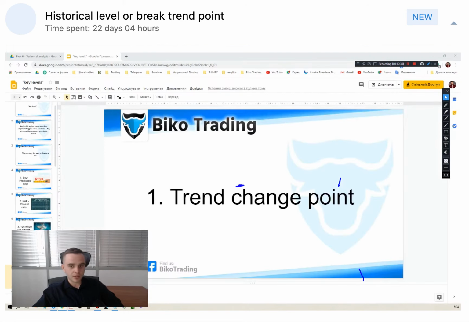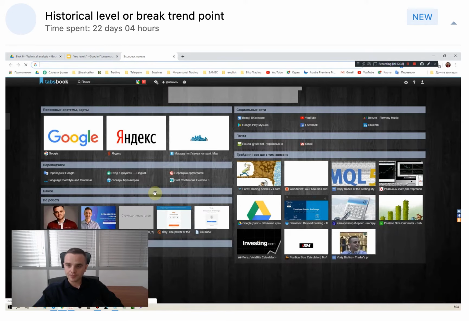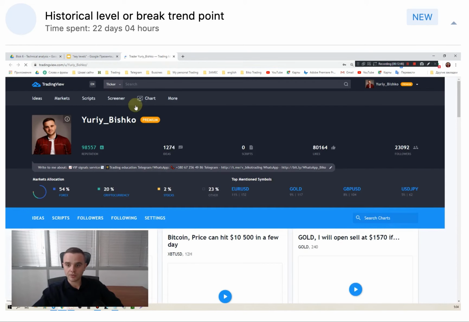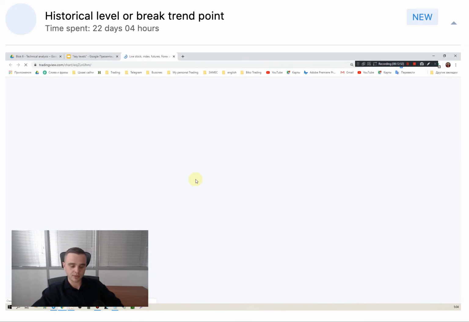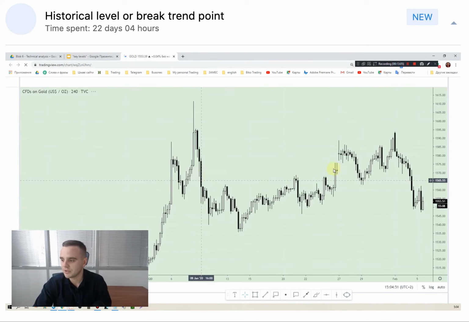Also, friends, how can you use these levels and not forget or miss them? First, you need to learn how to set alerts on a graph. There will be an additional video about TradingView, how you can use it. And first, I want to show you one tool which I personally use. It helps me not forget levels. It helps me not miss them. Let's open some examples for you. It will be easier to use it in the future.